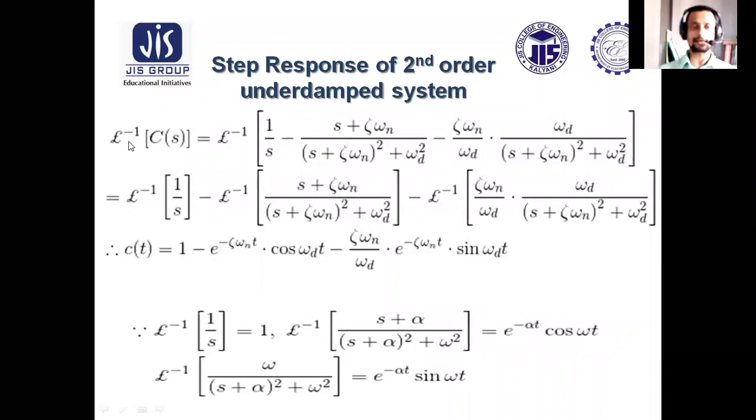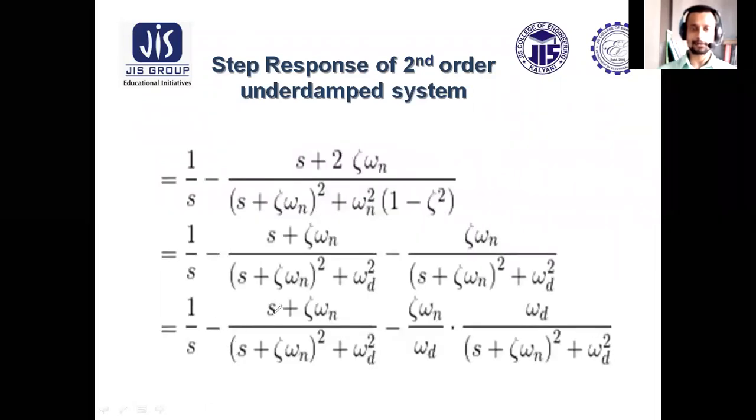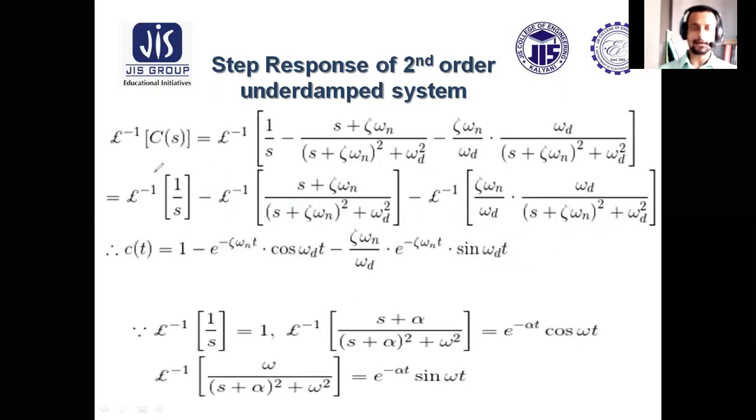Now let us perform inverse Laplace transform on both sides. So taking inverse Laplace on both sides, it will be like this. Inverse Laplace of this term is taken here. Now by the linearity property of Laplace transformation, all this can be broken into parts. So L inverse of 1 by s, minus L inverse of (s plus zeta omega n) by this, minus L inverse of this term.